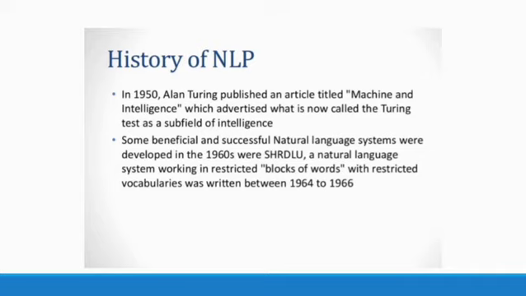Then second point, there were some beneficial and successful natural language systems which were developed in the 1960s, which were abbreviated as SHRDLU, which were actually a natural language system. They used some block of words. उनका जो काम था वो restricted block of words था. For example, there were a few chatbots which were made with the help of this natural language system, and the first chatbot that was created in 1960 was Elijah.